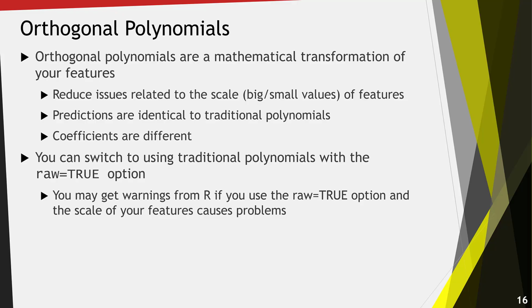The predictions from orthogonal polynomials are identical to the traditional polynomials. The difference is in the coefficients. If you look at the model coefficients, they're not going to be the same as they would be if you used a traditional polynomial. If you care about the coefficients, you can switch to using the traditional polynomials with the raw = TRUE option. Just be aware that you might get some warnings from R if you use the raw = TRUE option, particularly when you're making predictions if the scale of your features are causing problems.